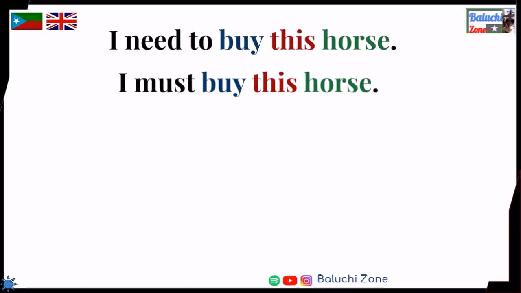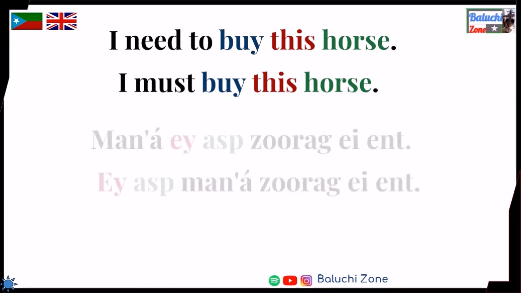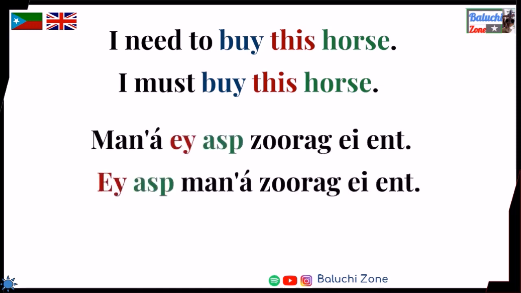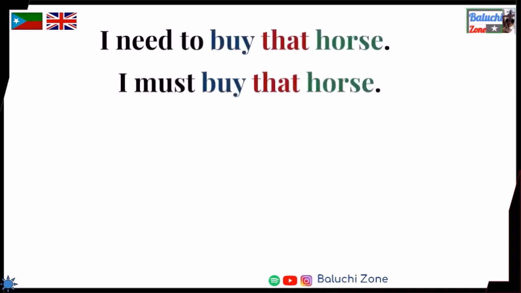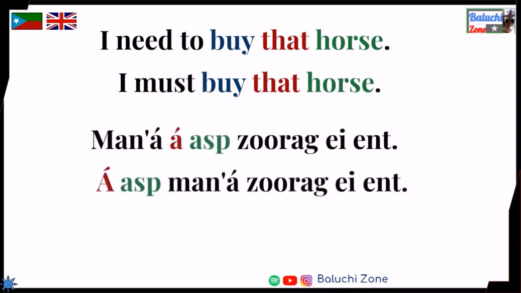How would you say I need to buy this horse, or I must buy this horse? منا یه اسب زورگیند. Or یه اسب منا زورگیند. What about I need to buy that horse, or I must buy that horse? منا آ اسب زورگیند. Or آ اسب منا زورگیند.